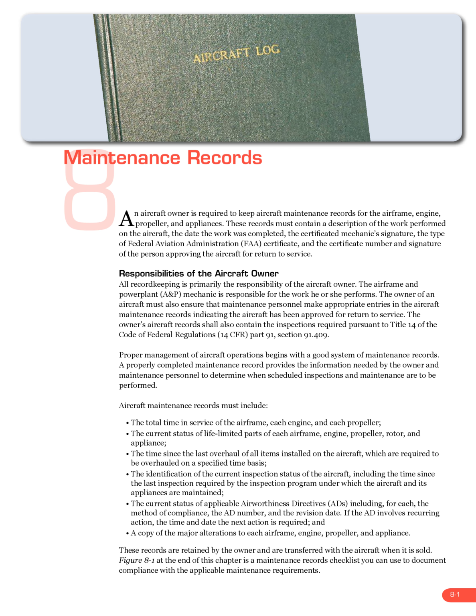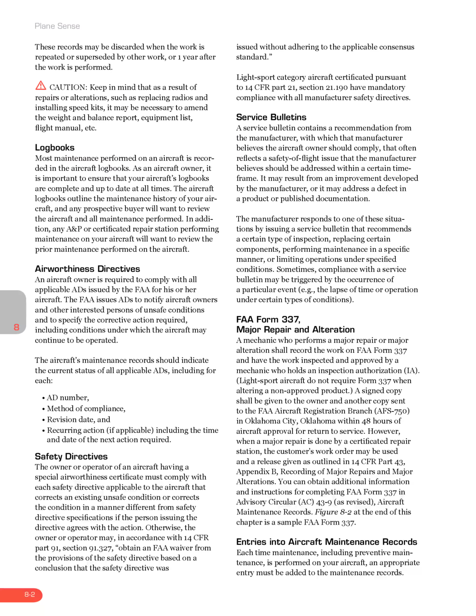If the AD involves recurring action, the time and date the next action is required, and a copy of the major alterations to each airframe, engine, propeller, and appliance. These records are retained by the owner and are transferred with the aircraft when it is sold. Figure 8.1 at the end of this chapter is a maintenance records checklist you can use to document compliance with the applicable maintenance requirements.